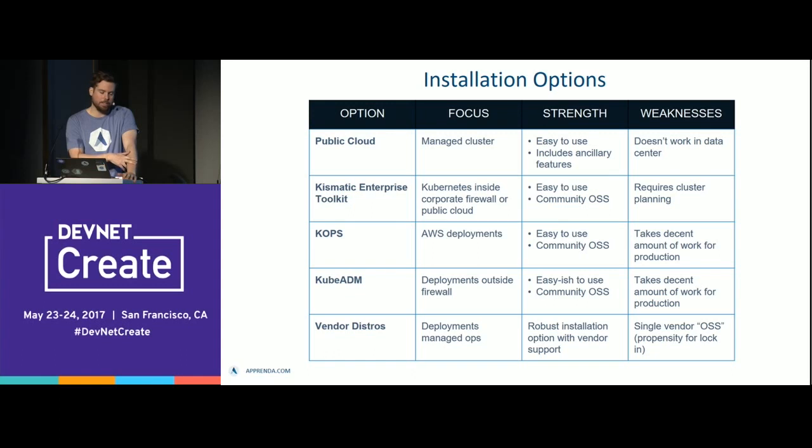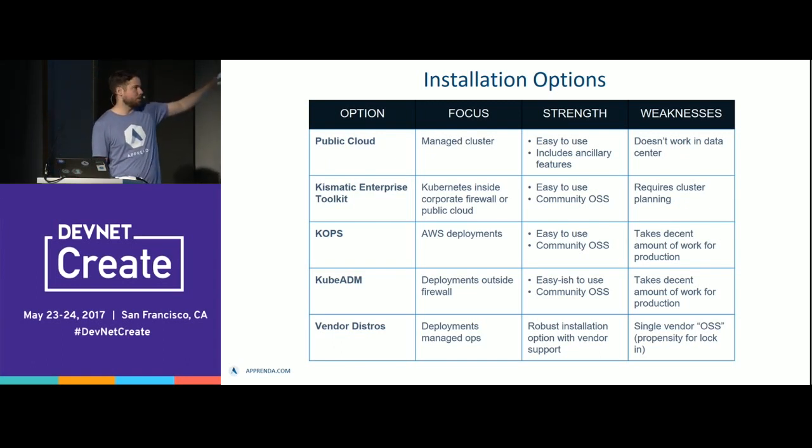And the third one is Bluemix, which is, I believe, in beta, but will go into production sooner or later. Kismatic Enterprise Toolkit is an open source thing that we built for our customers that have servers behind the firewall that don't have access to the internet. This is not something that we sell. It's completely open source. There's no price point attached to it. But we needed a way to set up Kubernetes behind the corporate firewall.